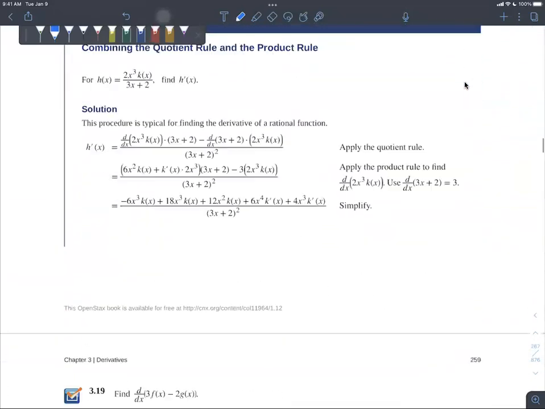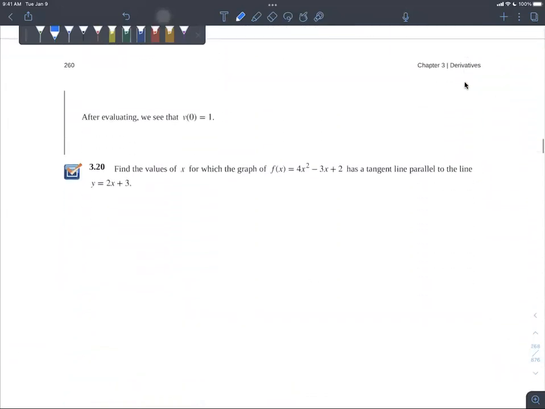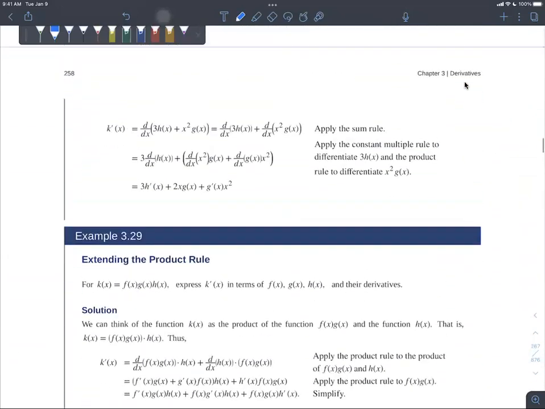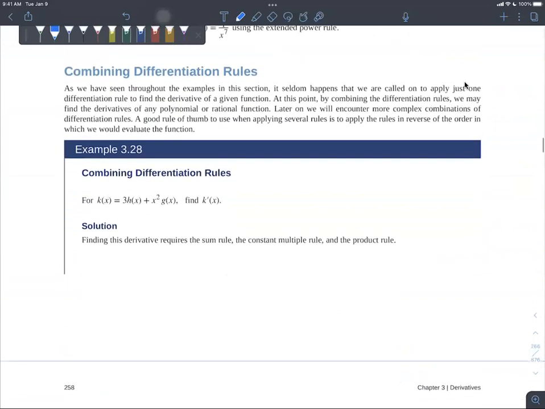All right, combining differentiation rules. I believe we're getting pretty close. Yep. So we will end pretty soon here.